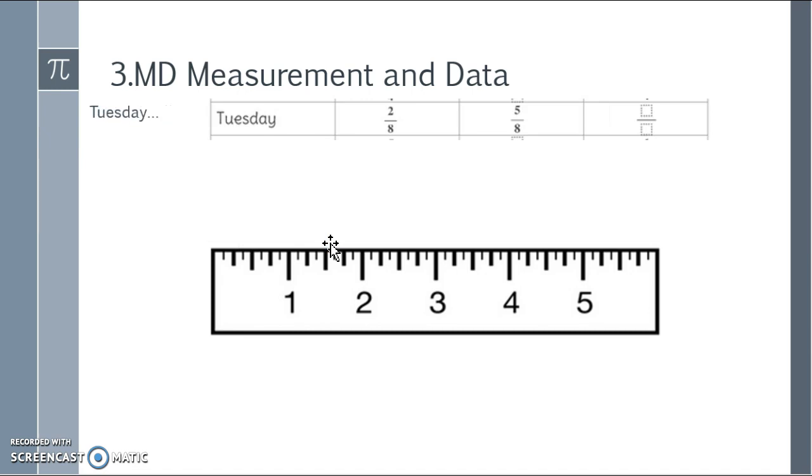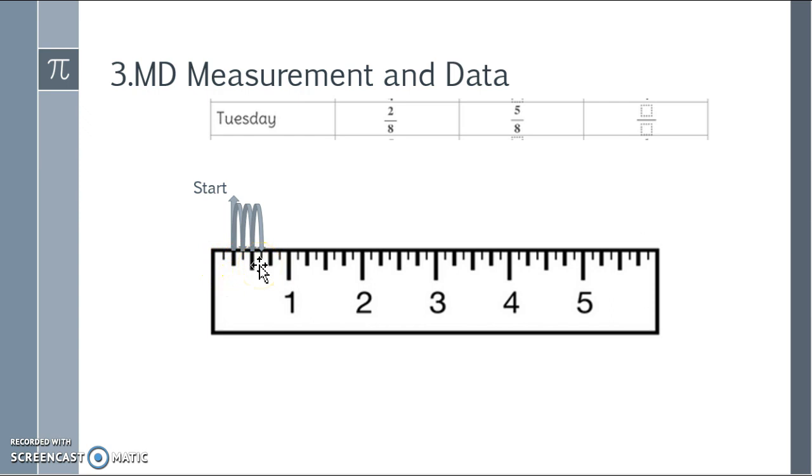On Tuesday, we start at 2/8 and we end at 5/8. We want to know how far we traveled. So the in-between marks, these little ones, split our 1 inch into eighths. So we start at 2/8, which should be here. Let's try that again. So she starts at 2/8 and she ends at a total of 5/8. 1, 2, 3, 4, 5/8.